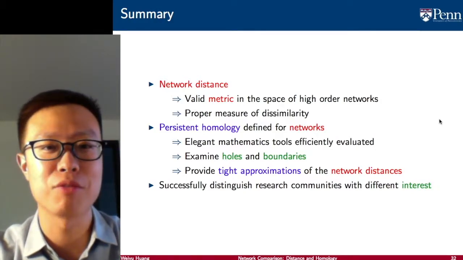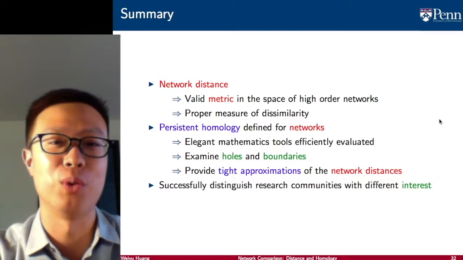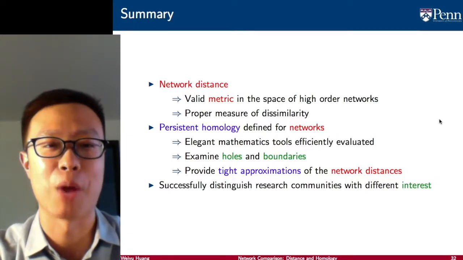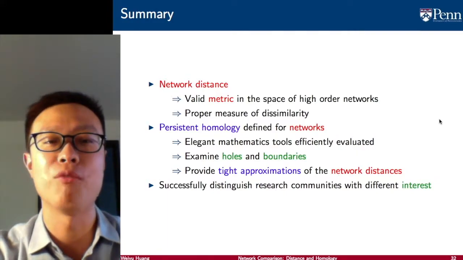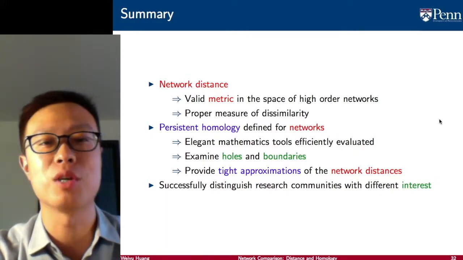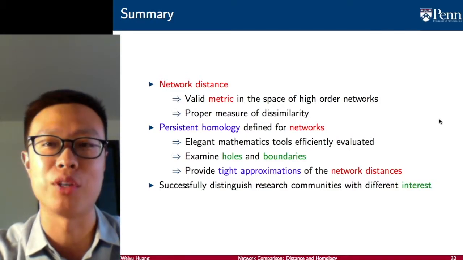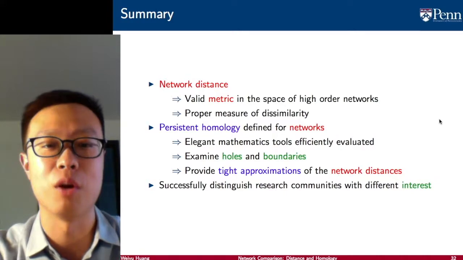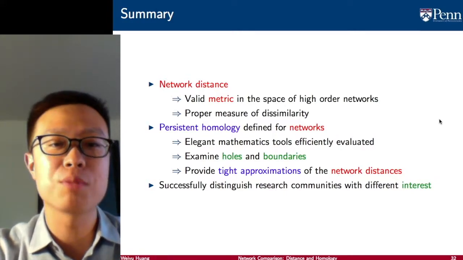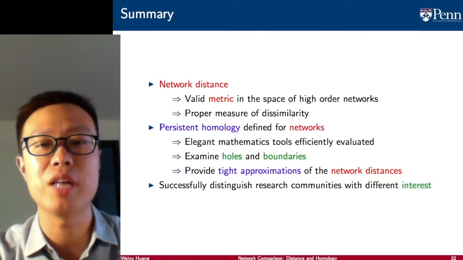So I hope in the past 15 minutes, I have given you a very introductory point of view about our recent work in network comparison. We try to define a valid network distance in the space of high-order networks. This can serve as a proper measure of dissimilarity, which overcomes some of the main drawbacks of existing approaches. We then use persistent homology and define it for networks.